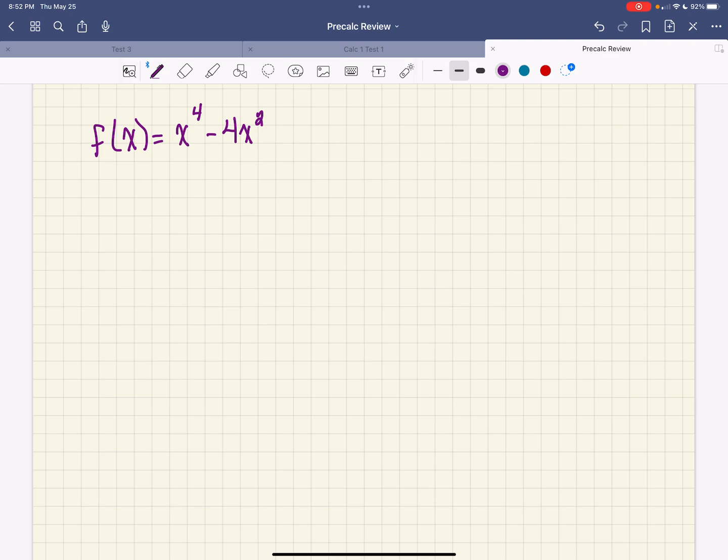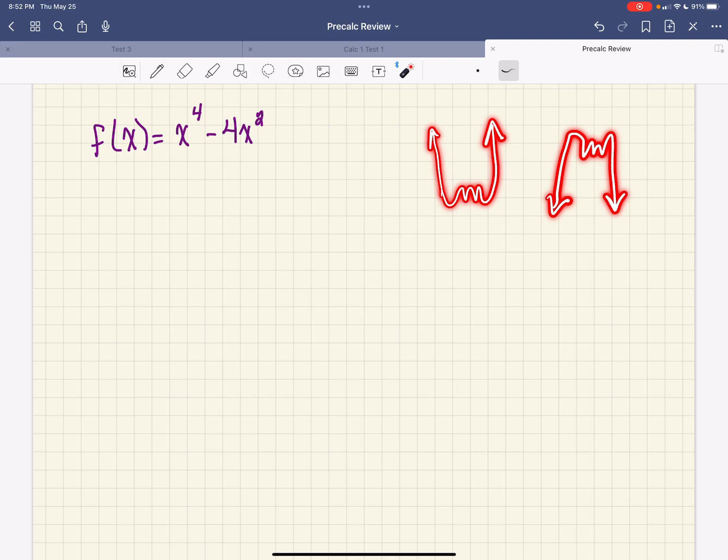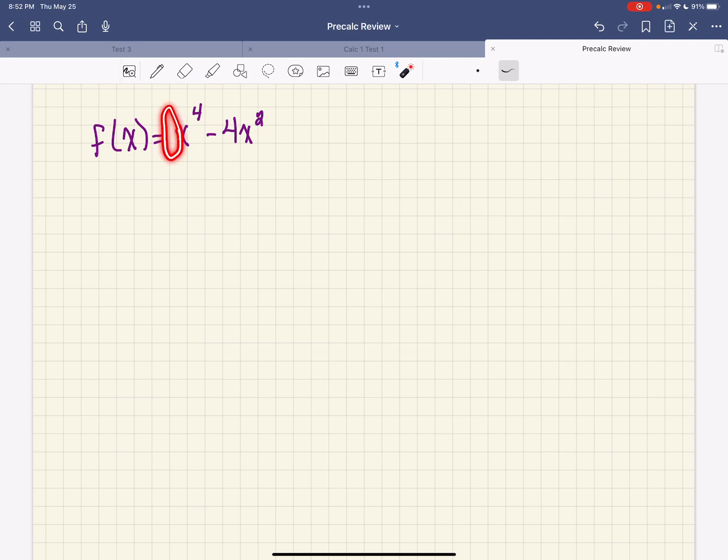Now, one of the things when you are graphing or sketching the graph of these functions, you want to think about the end behavior. Now, this has an even exponent. So anytime our largest exponent is even, the ends of our function are going to go both up or they're going to go both down. Okay, that's our end behavior. We don't know what it does in the middle, but our end behavior is both up or both down. Now, we decide if it's both up or both down based on whether or not the number in front of this is positive or negative.